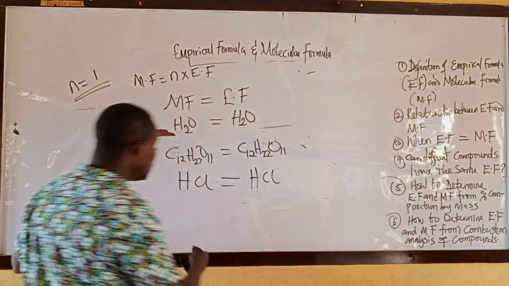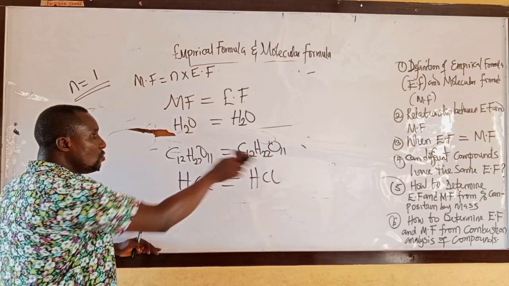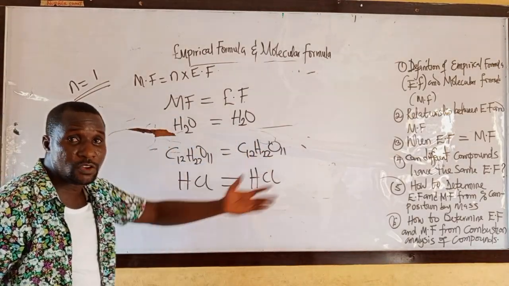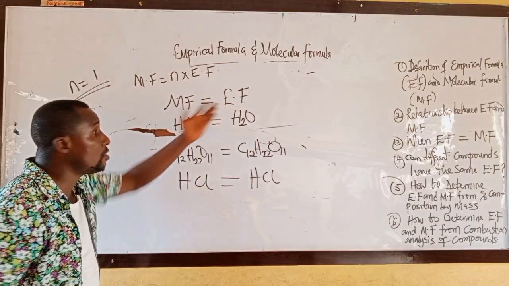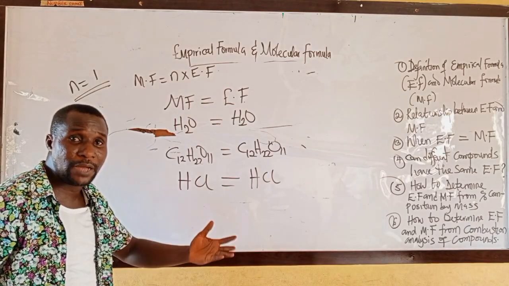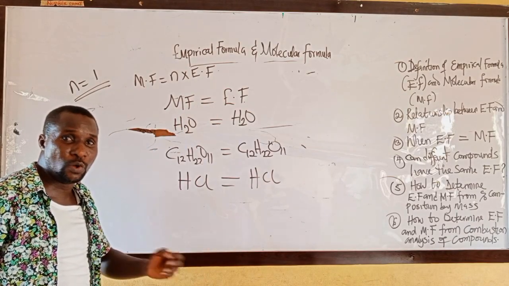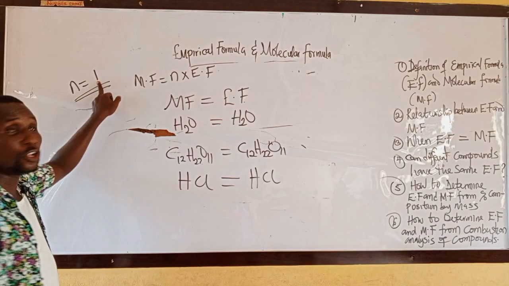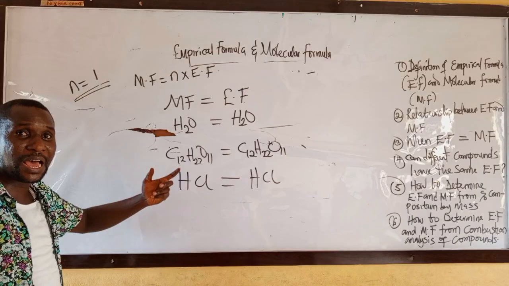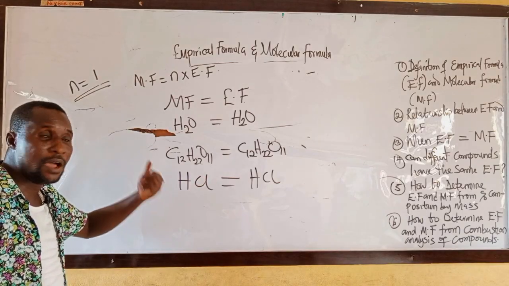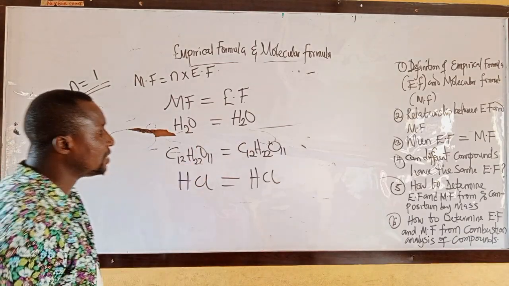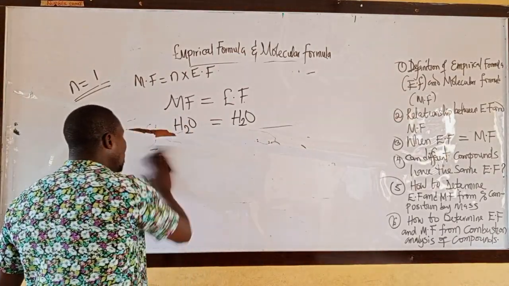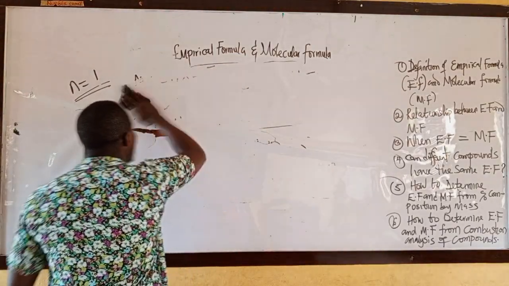Let's continue. Take note of that. Then let's look at number 4. I told you, the empirical formula can be equal to the molecular formula if the molecule cannot be simplified any further, or when n equals 1. Can different compounds have the same empirical formula? Yes. Different compounds can have the same empirical formula.